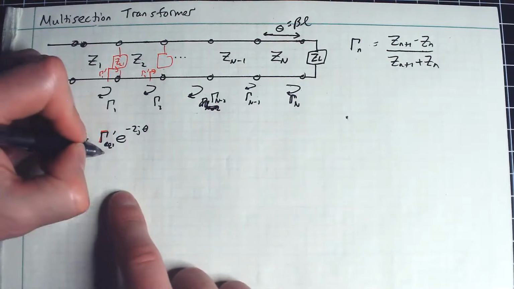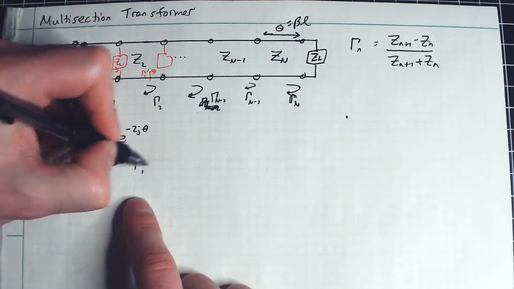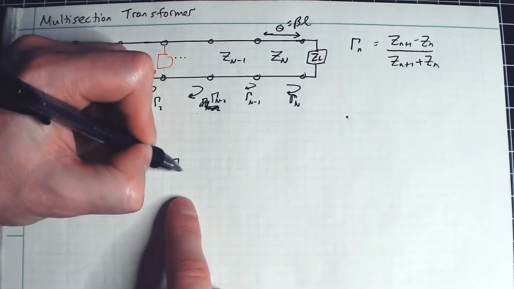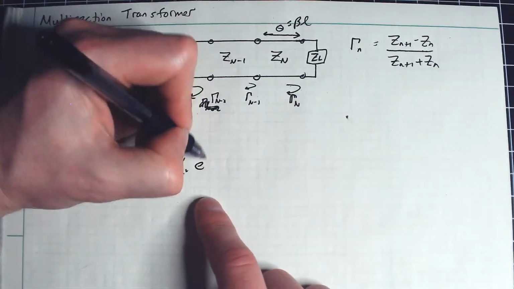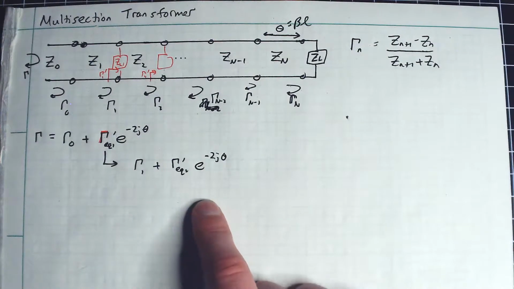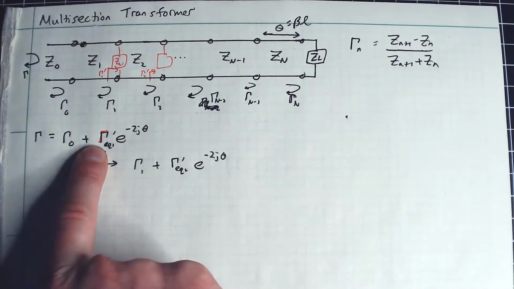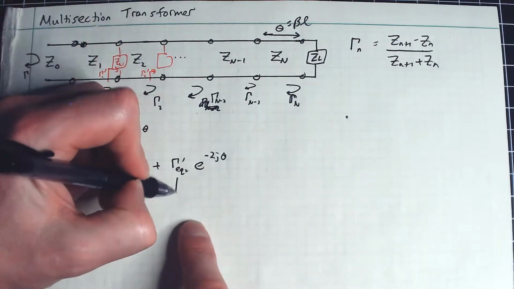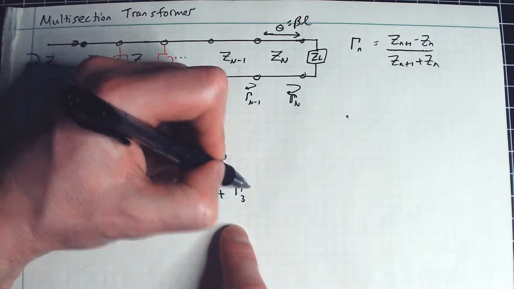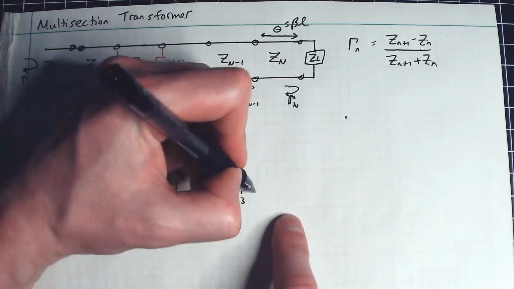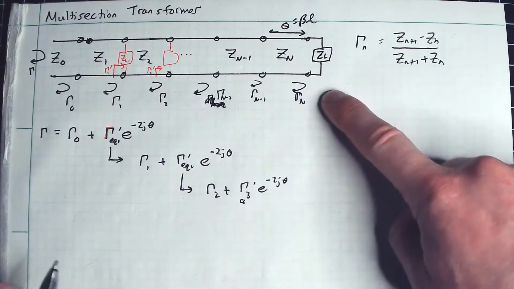But the point is this guy here is going to follow its own expression, which is going to be gamma 1 plus gamma EQ2, or you could call it gamma 2 prime, give it a name, e to the minus 2j theta, like that. So that's this reflection coefficient seen looking into this equivalent load. But then the same logic applies to this guy here, which will be gamma 2 plus gamma 3 prime, or gamma EQ if you want, e to the minus 2j theta. And it's a recursive equation that repeats all the way down to the end.